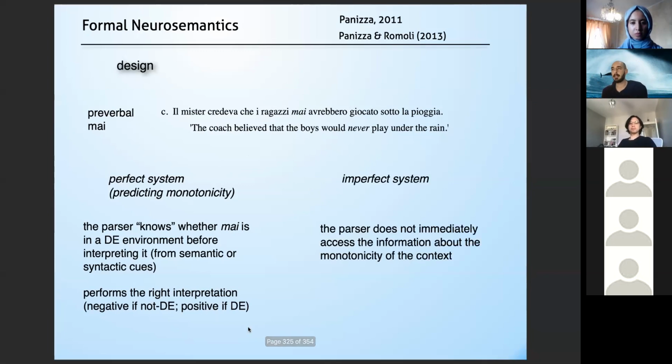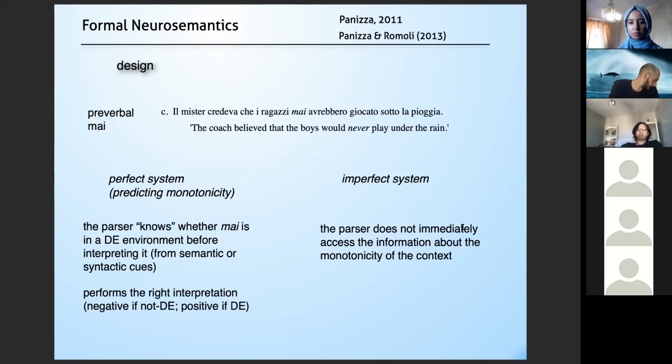But there is an alternative hypothesis, which is the imperfect system. And if you want to read something interesting about ideas of imperfection at the interface, Reinhart's book from 2000 is amazing. It's a must read if you're interested in these topics.